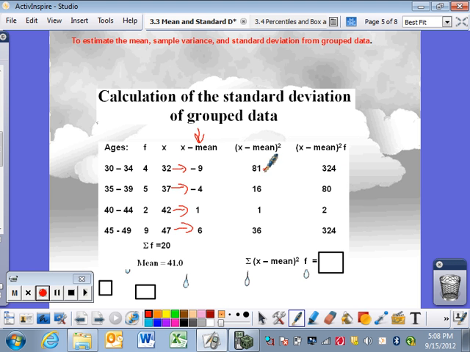So this 81 times 4. This 16 times 5. 1 times 2. And 36 times 9. And that will add up to get you the sum of that.